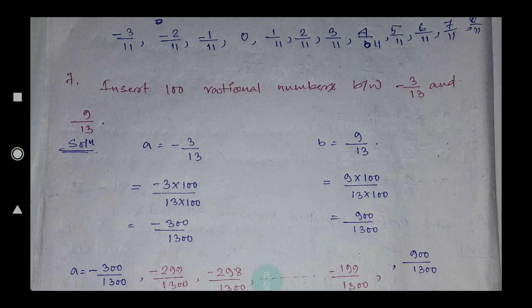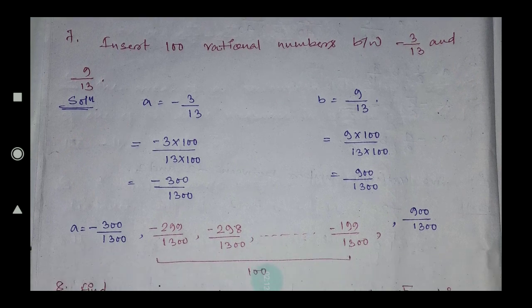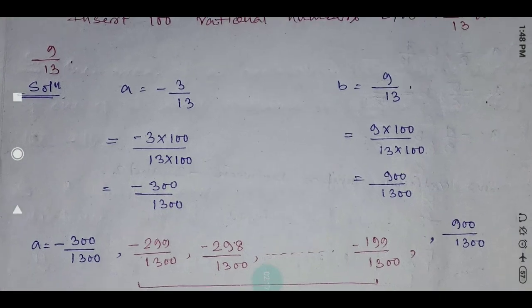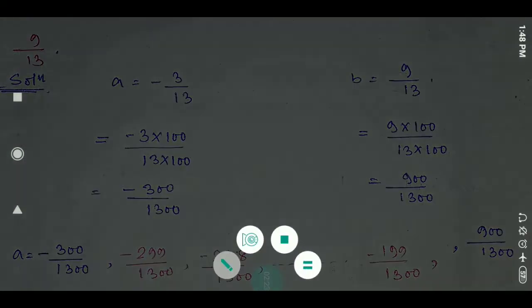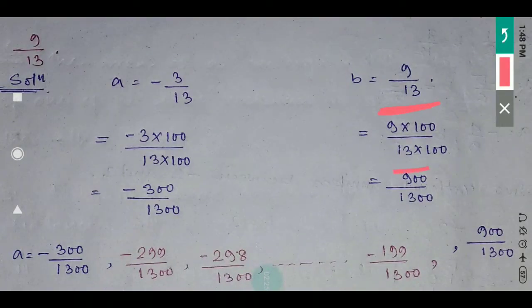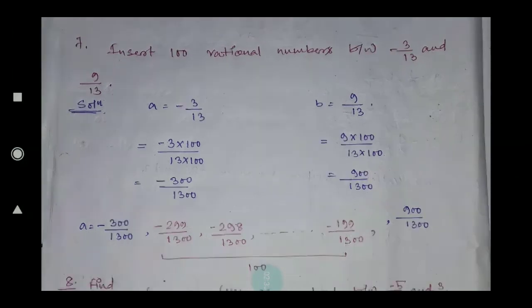Since we need 100 rational numbers, for ease I am multiplying by 100. If I multiply by 100, the denominator will be 1300. In B also the denominator 13 is there, that's why here also I have multiplied by 100. So the denominator I will get is 1300 here also. Now how many rational numbers do we need?